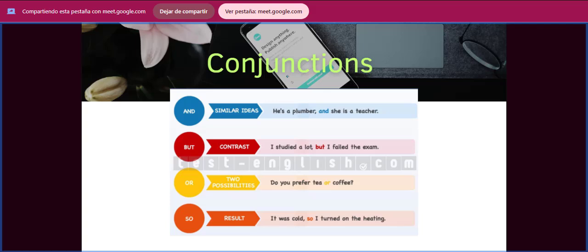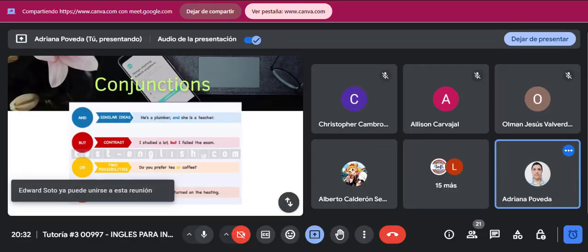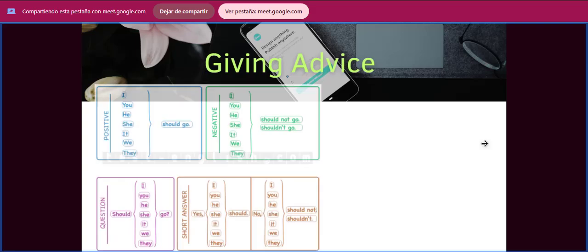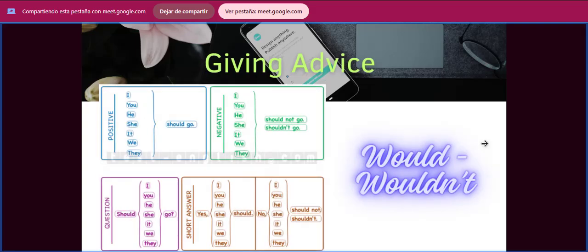So, any questions about these conjunctions? Yo me imagino que la mayoría ya las han visto, ya las han usado, pero no sé si tienen alguna duda. No, teacher. No? Okay.